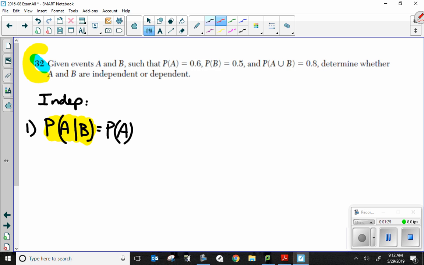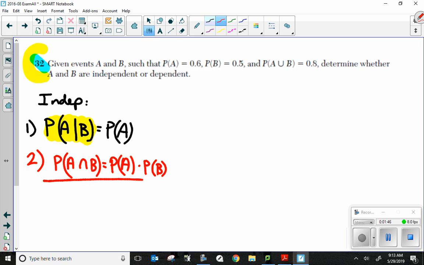The second method to check for independence is if the probability of A and B equals the probability of A times the probability of B. All right, I am definitely going to use this one. As I look into our problem, we have the probability of A, that's good. We have the probability of B, that's good, but I don't have this right here.